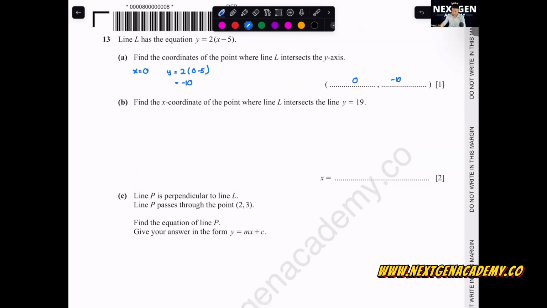Question B, find the x coordinate of the point where line L intersect the line y equals to 19. Okay, so we're going to substitute in y equals to 19 into the equation. So here will become 19 equals to 2 bracket x minus 5. Okay, we divide by 2. This will be 9.5 equals to x minus 5. X is 9.5 plus 5, we will get 14.5.